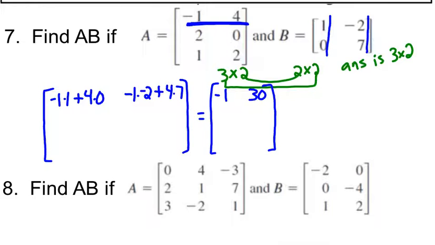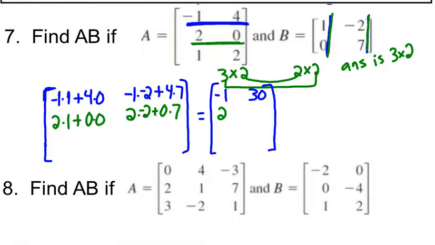I'm going to switch colors so you can see what I'm doing. Now, to get this entry right here in row 2, column 1, we're going to take row 2 times column 1. Okay? Here's what that looks like. 2, oh dear, that was an eraser. Sorry about that. Okay, 2 times 1 plus 0 times 0, which is going to give us 2. And then we're going to take row 2, column 2. 2 times negative 2 plus 0 times 7. And that will give us negative 4.